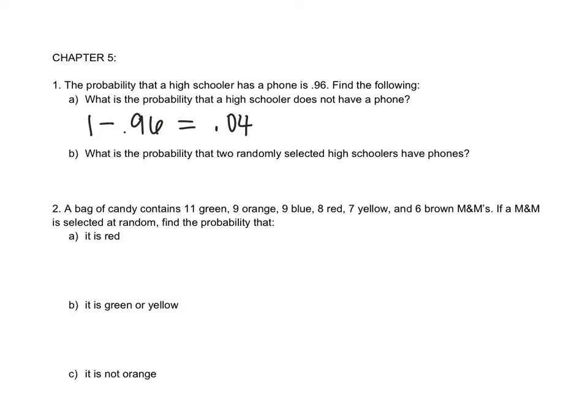Next, we want to find the probability that 2 randomly selected high schoolers have phones. So we're just going to do 0.96 times 0.96, because we're going to assume our population is large enough here that the probability stays the same. So 0.9216. It's a pretty high probability.